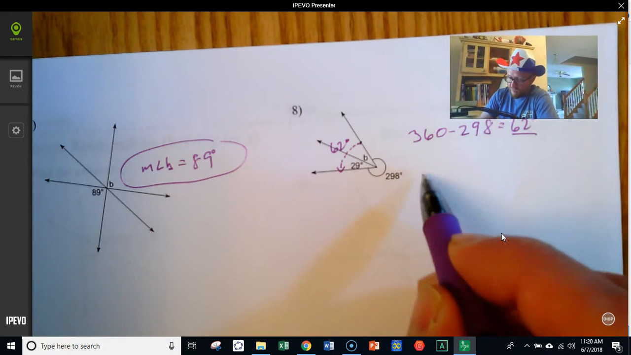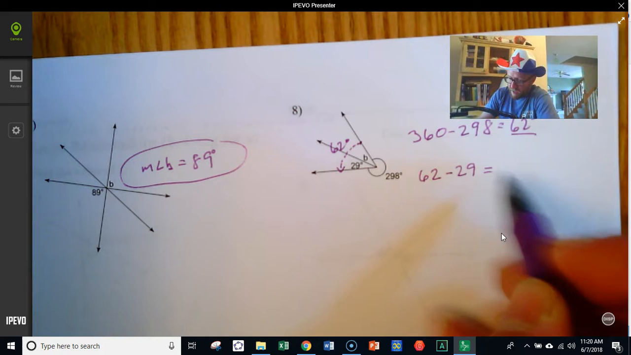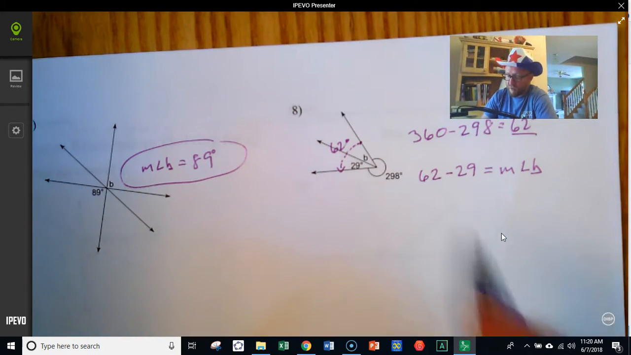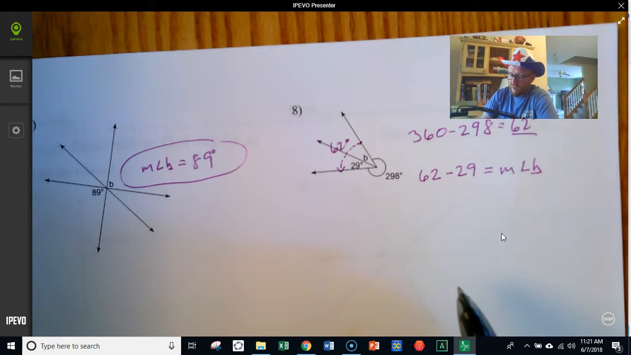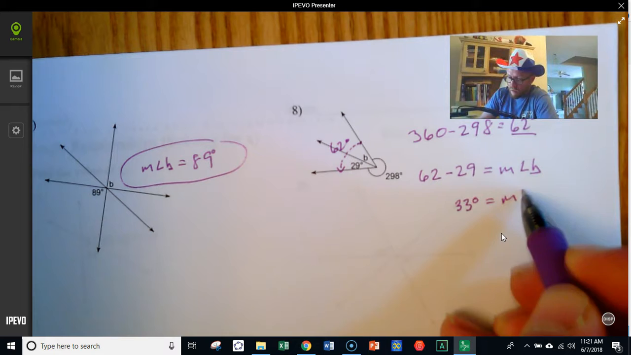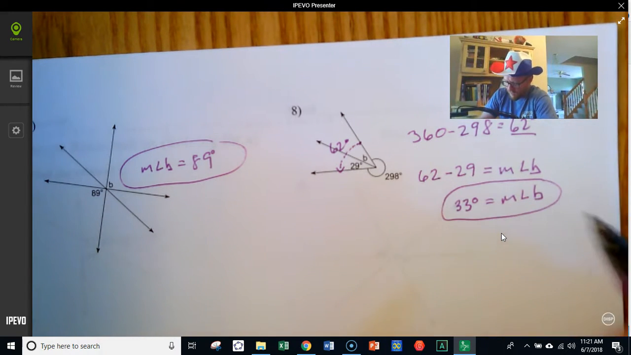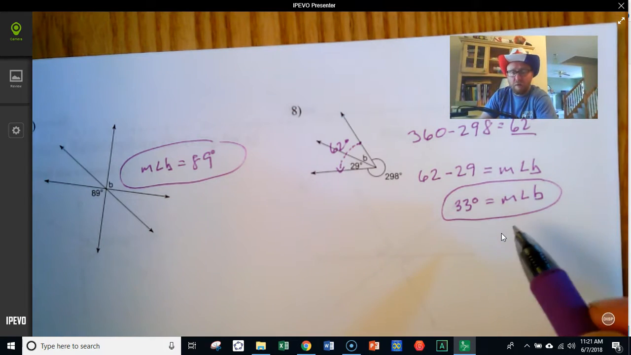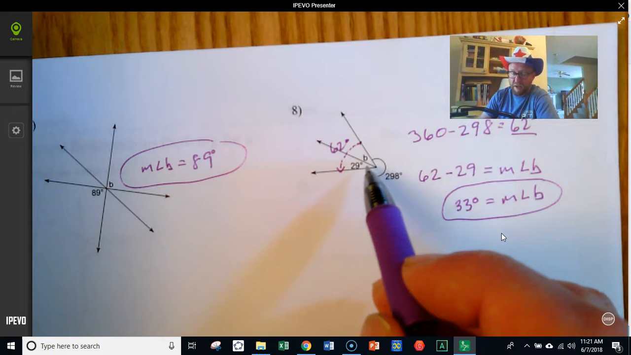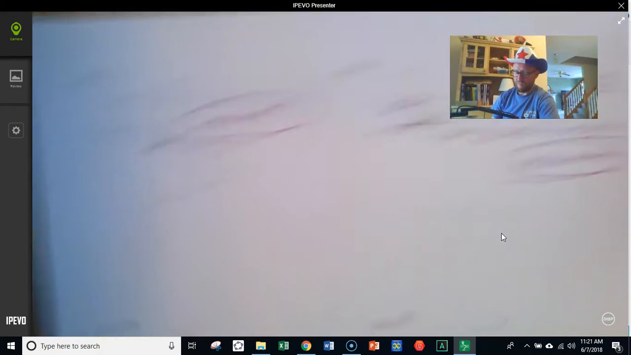So we have 62 take away 29 leaves us with whatever's left over for B. So let's see, 62 take away 30 would be 32, 33. Okay, measure of angle B. I think that might be the only one that's like that on here. So remember, 360 for the full circle. If they give you what's out here, then you know whatever's left over has to be split between those two angles there.